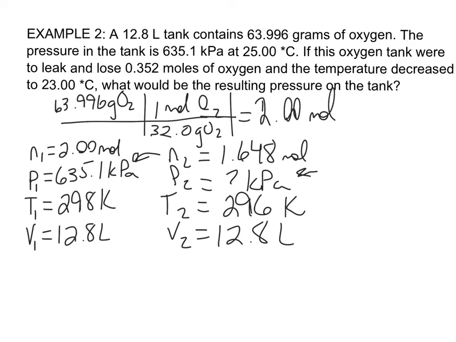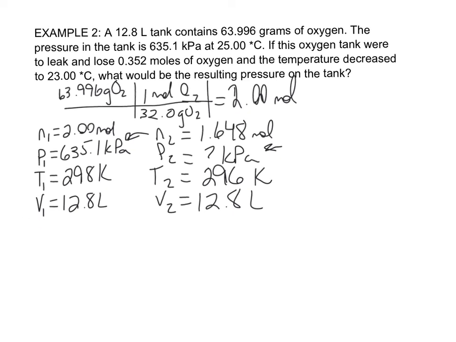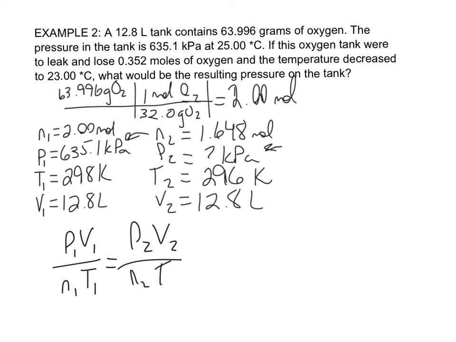It started as 12.8 liters, it's going to end as 12.8 liters, which means when we look at our combined gas law, our changes law, which is we're looking at a bunch of changes, P1V1 over N1T1 equals P2V2 over N2T2. V1 and V2 are the same value, so they're going to cancel each other out, and we don't even need to worry about plugging them in. Because those numbers are the same, they have no effect on our problem. So we're going to solve for P2.